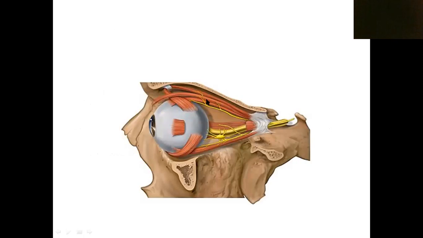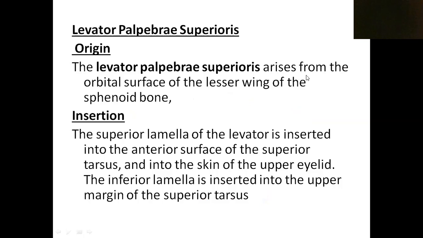See this muscle. This diagram is not correct. This muscle is arising from this region. So the orbital surface of the lesser wing. This is the lesser wing. So this area, the inferior surface or orbital surface of the lesser wing. From here, this muscle runs forward and reaches the upper eyelid. That's why it's known as levator palpebrae. So, origin from the orbital surface of the lesser wing of sphenoid.